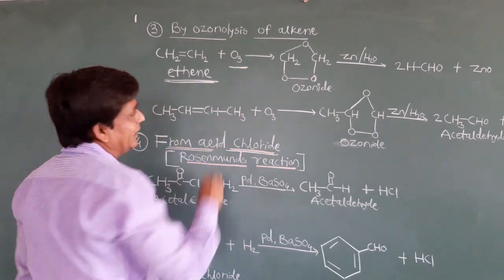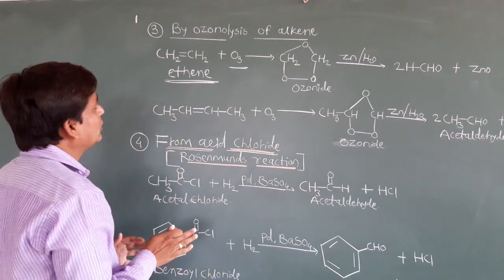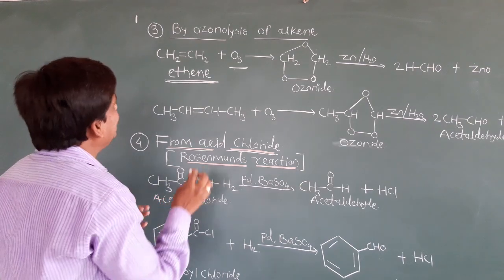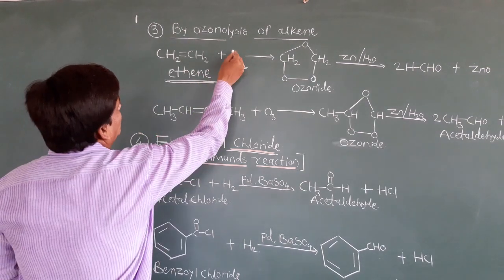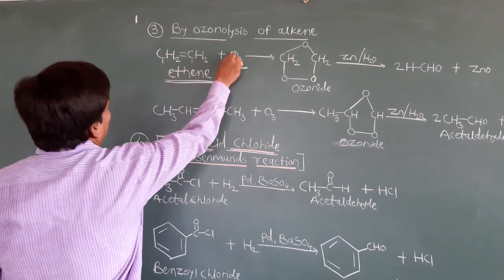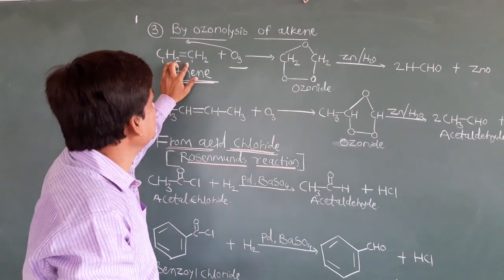Ozone, O3, is the formula of ozone. So how will this ozone add? This O3 is going to add across the carbon-carbon double bond. Just see here, 3 oxygens are there. Two oxygens attach to these 2 carbons, and 1 oxygen goes to the upper side. Across the carbon-carbon double bond, 3 oxygens are added.